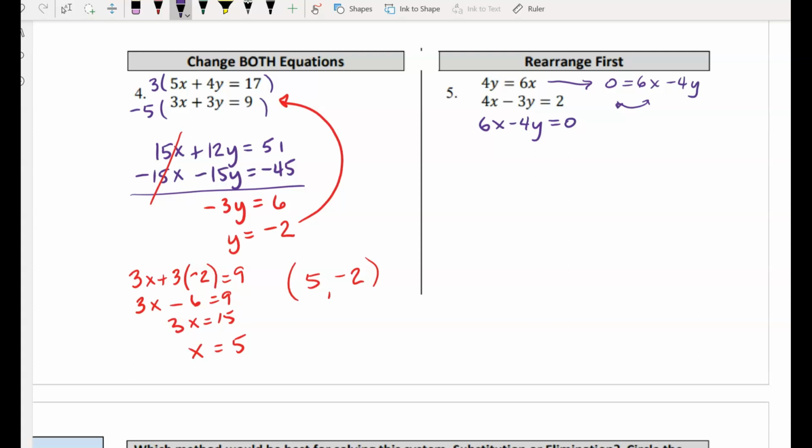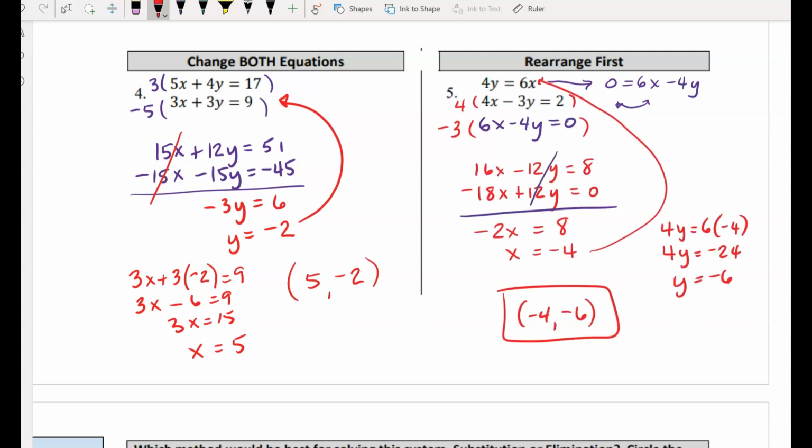Now pause the video and continue solving this system of equations now that it's been rearranged. I decided to multiply the first equation, 4x minus 3y equals 2, by the number 4. I'm trying to get opposite y's here. So I multiplied the last equation, the one that I rearranged, by negative 3. And you can see that I get x equals negative 4.